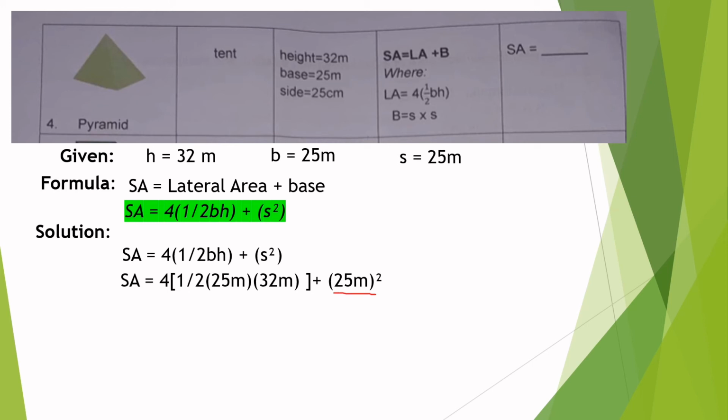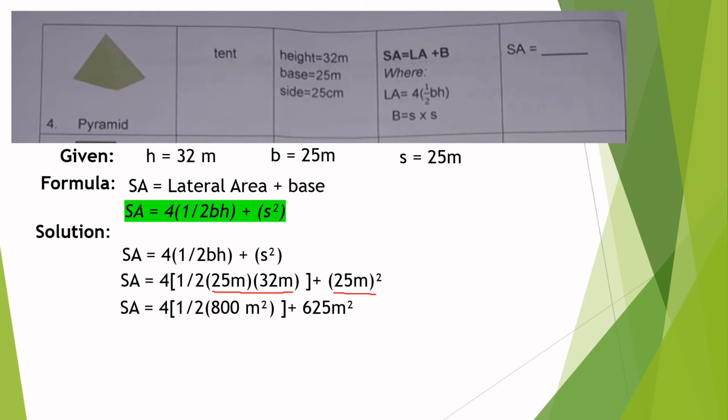So we have now SA is equal to 4 times 1/2, and then 25 times 32, we have 800. And again, when we multiply units, just copy the units and the exponent will be the number of times you multiply. So we have m and then 1, 2, so we have an exponent 2. Plus 25 times 25 we have 625 and then m times m is m squared.